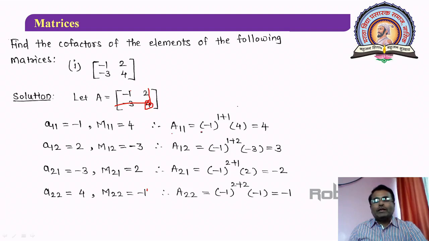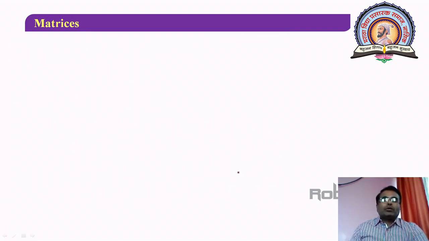So, A11, how is that obtained? Minus 1 raised to 1 plus 1 into 4, that is plus 4, because minus 1 raised to 2 is there. Here minus 1 raised to 3 is there. So, minus of minus 3, it is plus 3. Minus 1 raised to 2 plus 1 into 2, that is minus 2. Minus 1 raised to 2 plus 2 into minus 1, that is minus 1. This way you can obtain it.